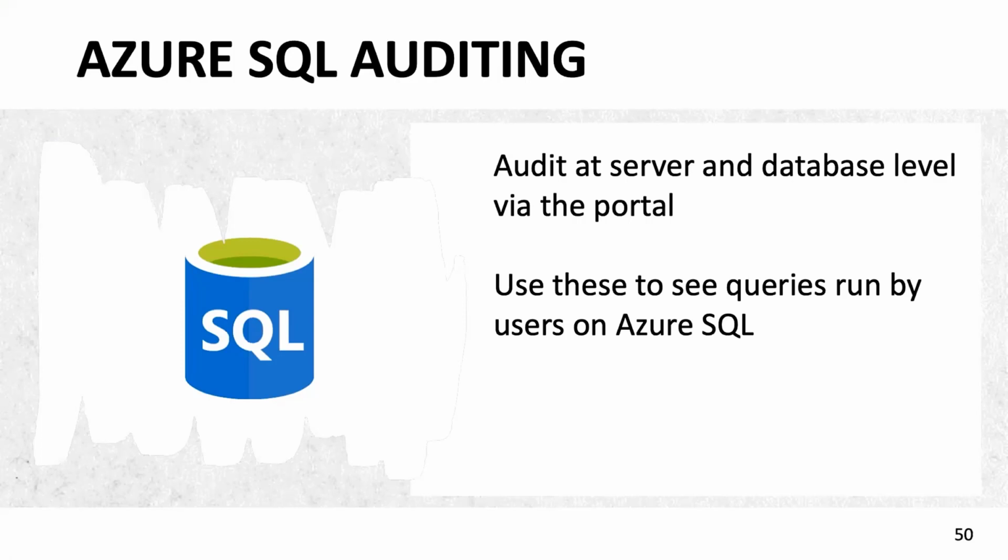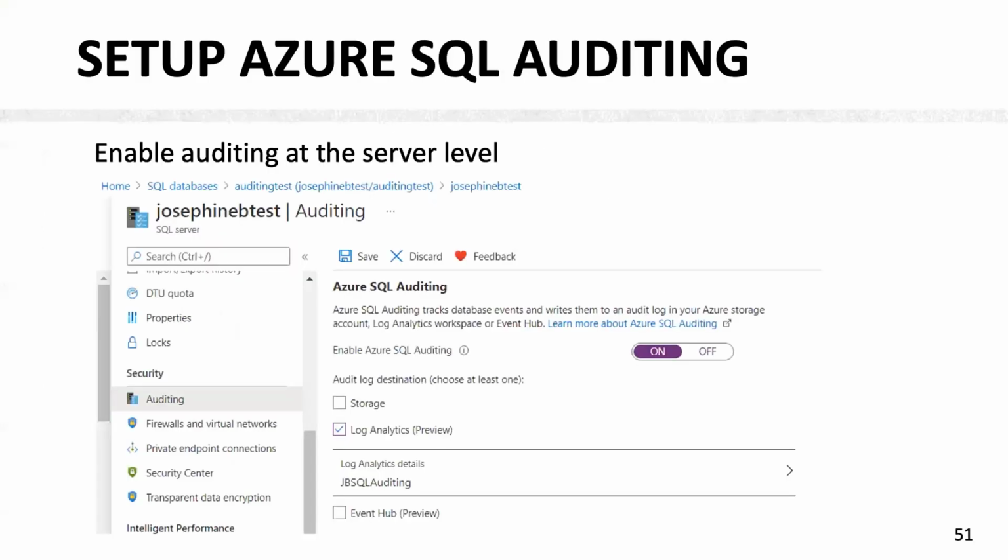And there's no filtering on these audits. So you just get everything audited. It is available in all the pricing tiers though. And here's a high level of turning it on at the server level. You literally click on and then choose your storage location.